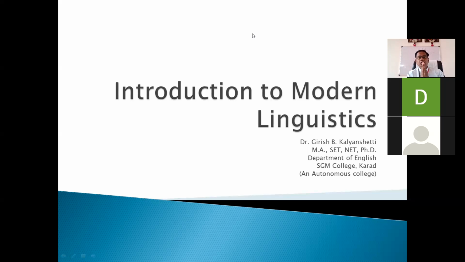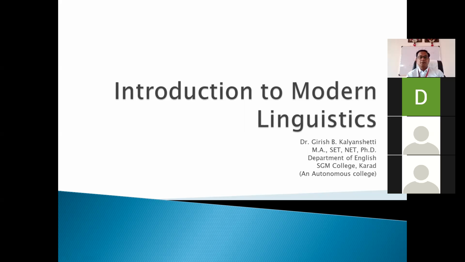So the title of the paper is Introduction to Modern Linguistics. The title makes it clear that we are not going to make a specialized study of any of the disciplines of linguistics, but we are just going to be familiar with all the modern disciplines. It is an introduction. So we are going to learn basic things about semantics, basic things about pragmatics, basic things about stylistics, and basic things about sociolinguistics.